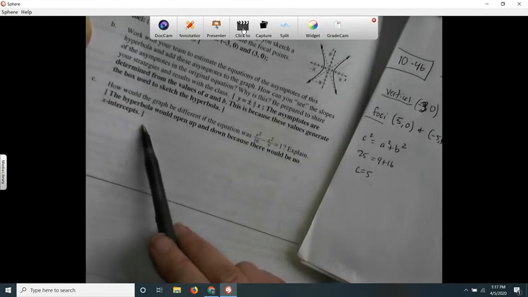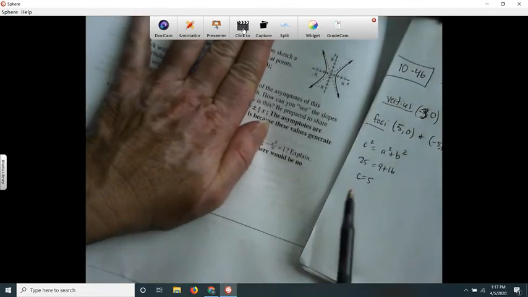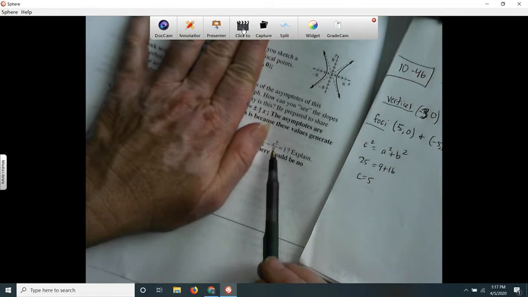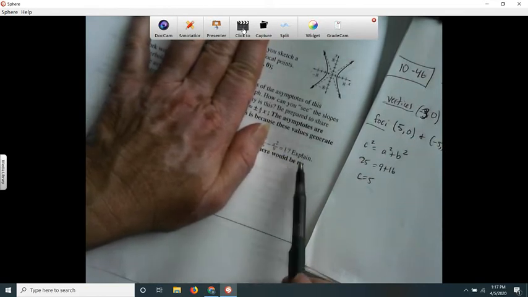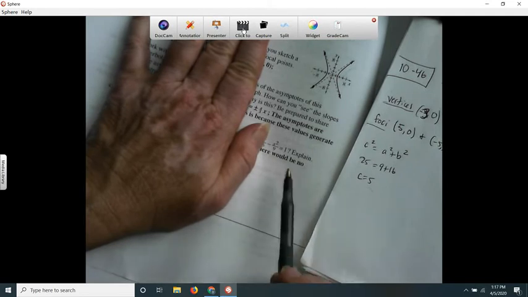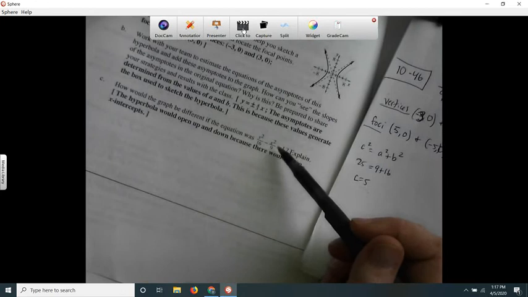Okay, and that's because there would be no x-intercepts, because if I were to plug in a 0 for y, then I would get negative x squared over 9 equals 1, and multiply both sides by negative 9, x squared equals negative 9. That doesn't work. So that's another algebraic way of finding out that I wouldn't be able to get any x-intercepts. Okay, so that's just a little introduction for you.